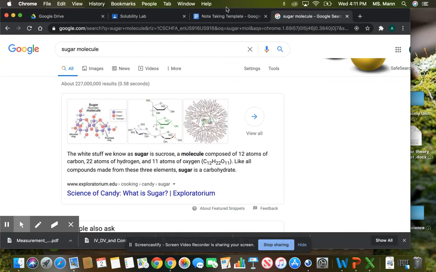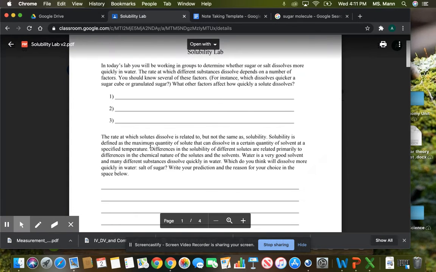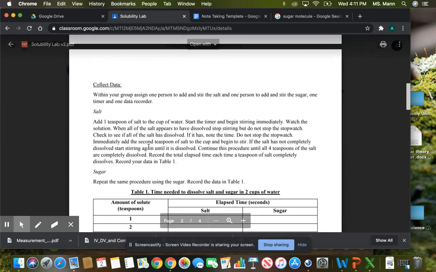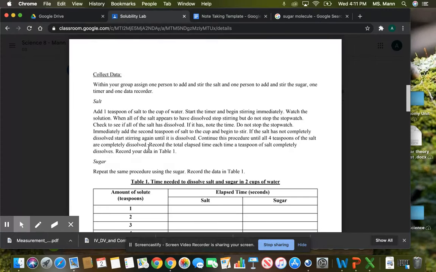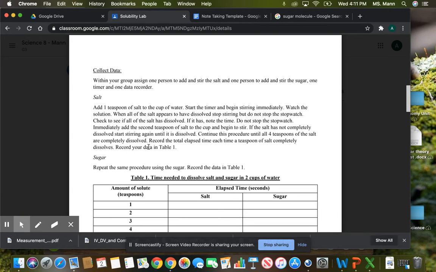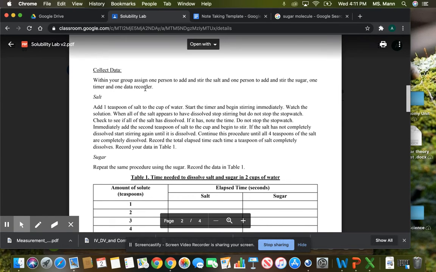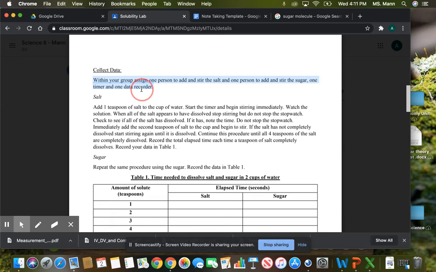All right, so let's go back to the solubility lab. Collect data. Within your group, assign 1 person to add and stir the salt, and 1 person to add and stir the sugar. 1 timer and 1 data collector. So again, you need at least 1 other person, but it would be better if you had 4 people, right? 1 to add the salt, 1 to add the sugar, 1 recorder, and 1 timer.